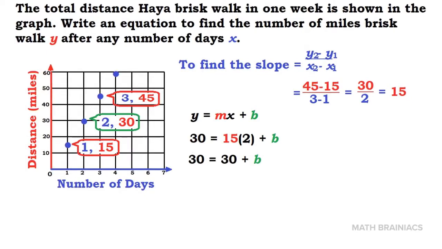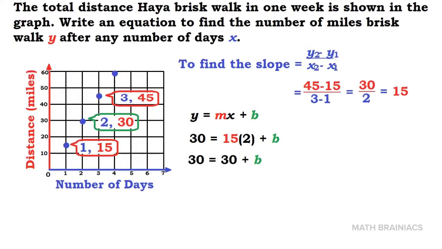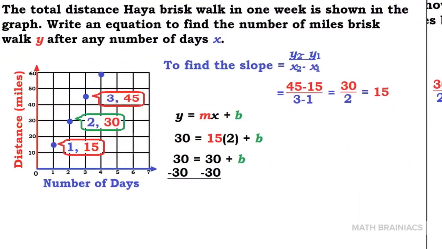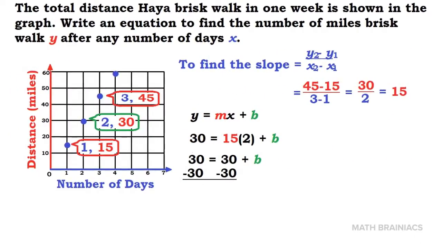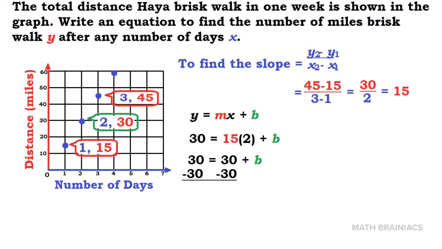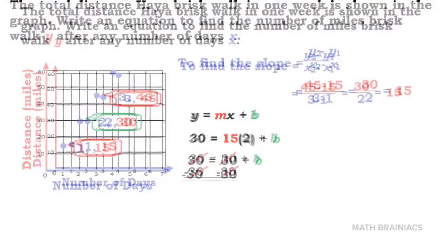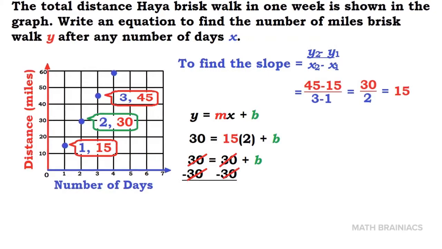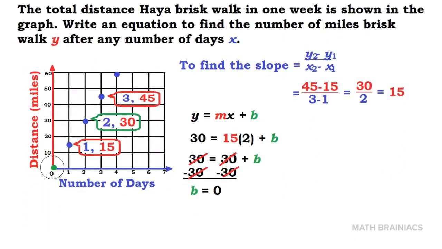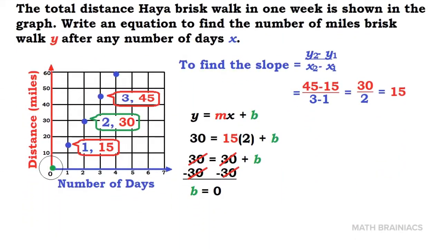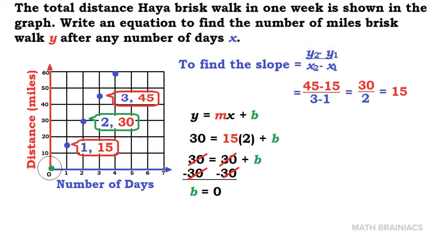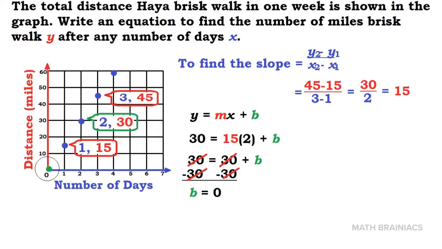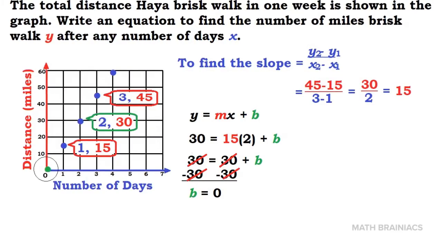Simplifying the multiplication or the equation, it will give us 30 is equal to 30 plus b. To eliminate 30 on the left side, we're going to subtract 30 on both sides. And all the 30s will be cancelled out. Accordingly, the y-intercept is equal to 0. You can see that I plotted the y-intercept in the graph, which is the green dot.